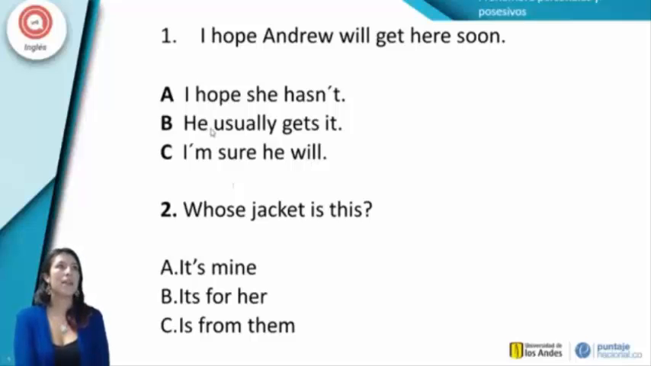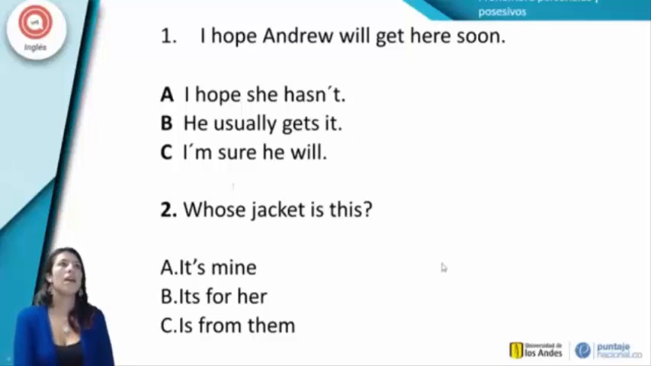Then we have B. He usually gets it. So here we have the correct personal pronoun, but the answer is completely incorrect. We are not talking about what Andrew understands or not. We are talking about if Andrew is going to be on time or is going to come to the place we are. So if I tell a person, I hope Andrew will get here soon, the correct answer, as many of you said, is I'm sure he will. Estoy seguro de que vendrá.